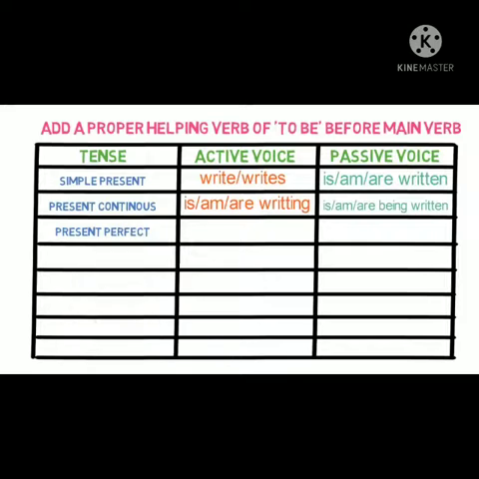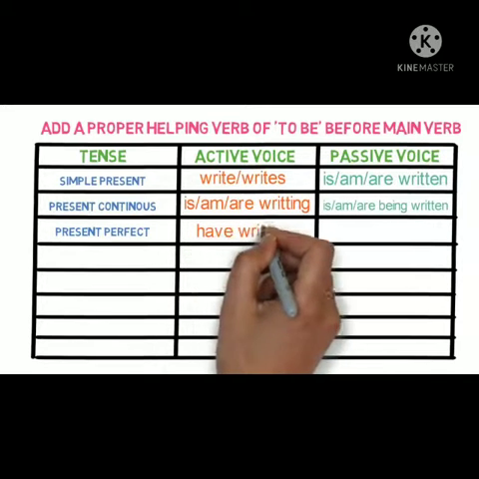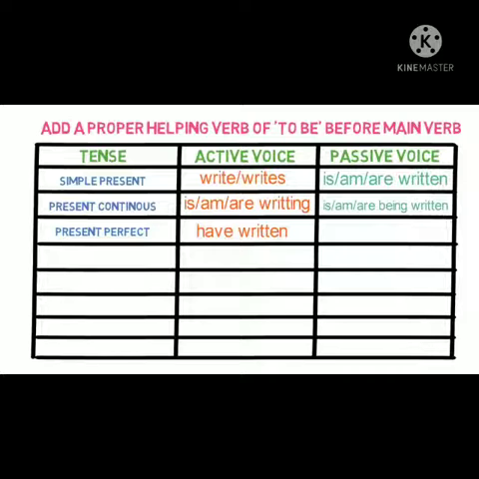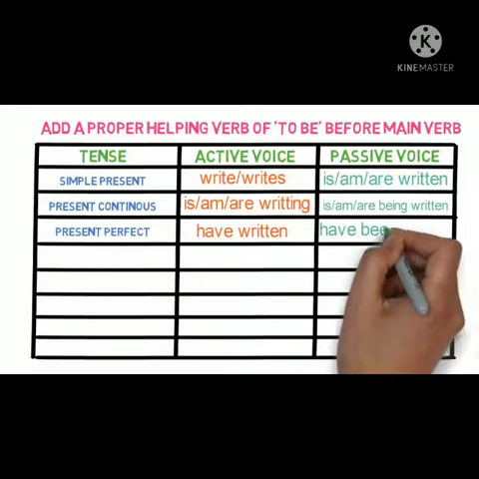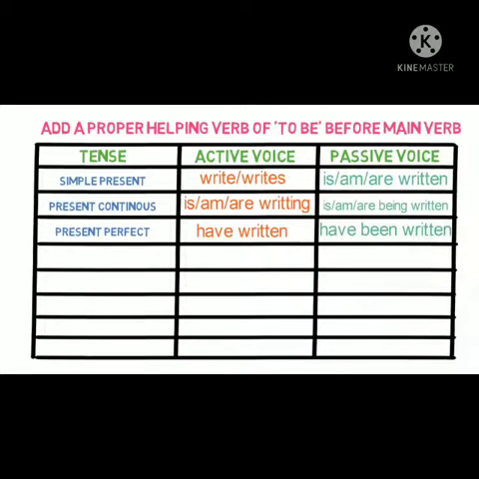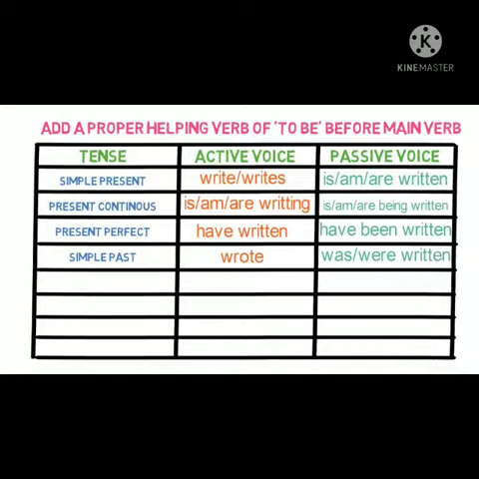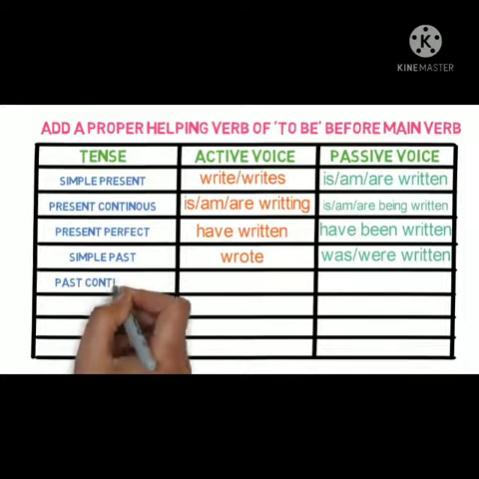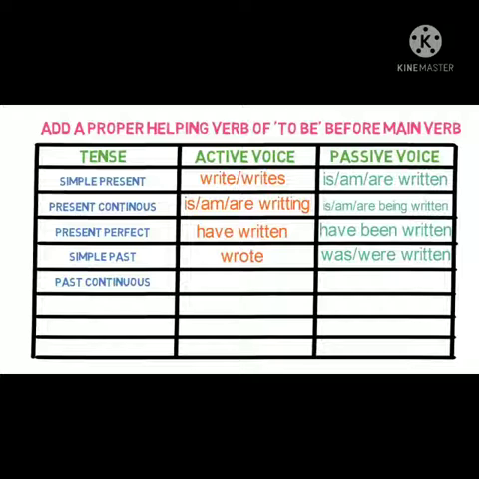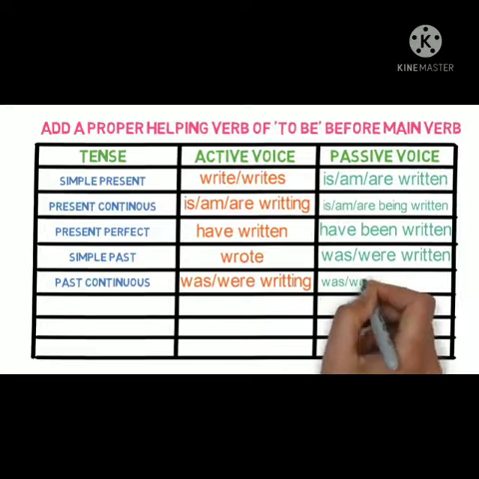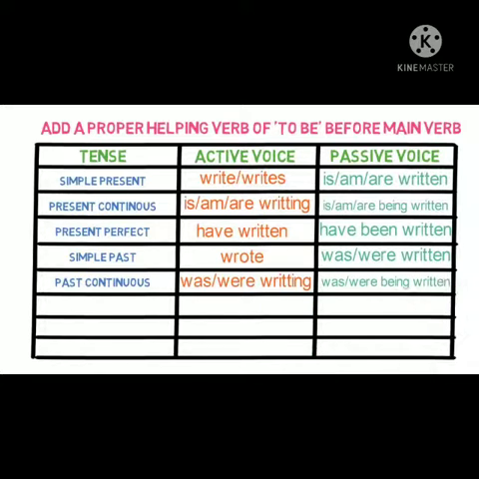Present perfect tense: in active voice we use have written, while in passive voice we add been helping verb after have, and written. For simple past in active voice we use wrote, which is verb's past form, while in passive voice we add was or were helping verb and verb's third form, written. Past continuous tense: in active voice, we use was or were writing, while in passive voice, we add being helping verb after was, were, and written.